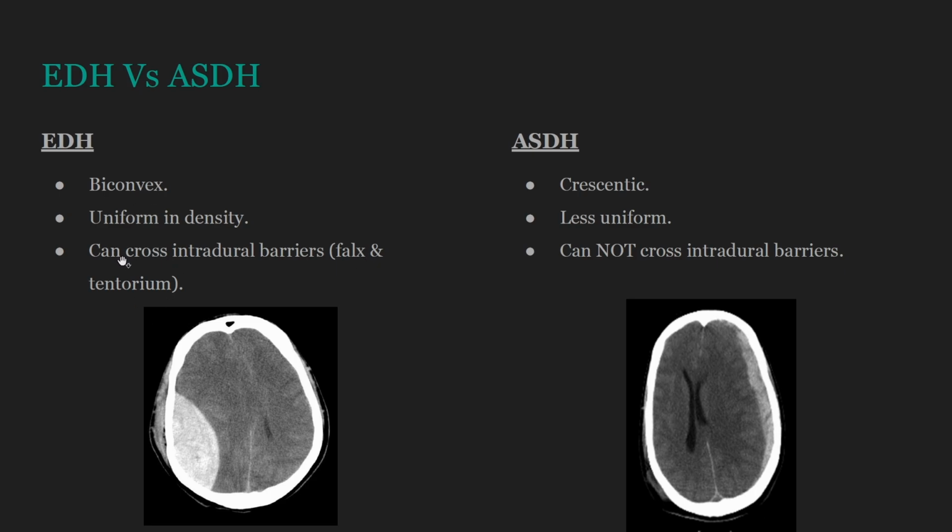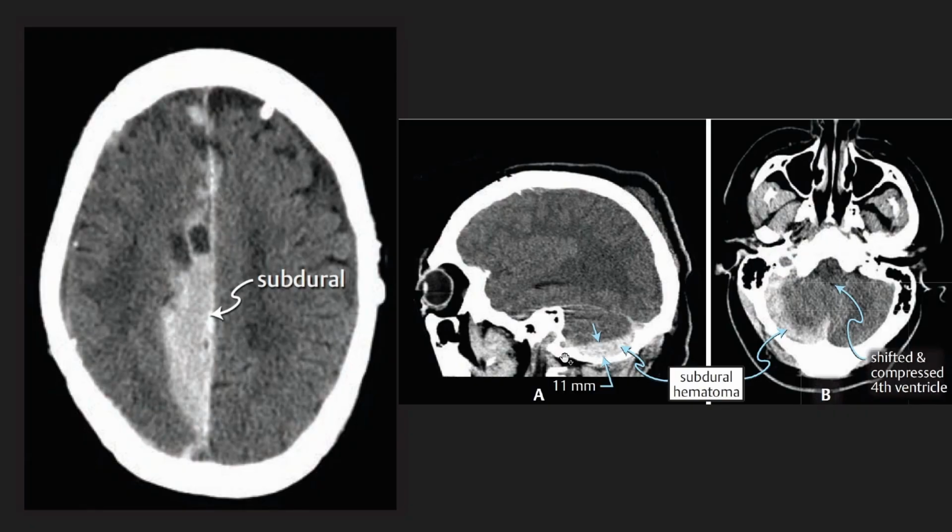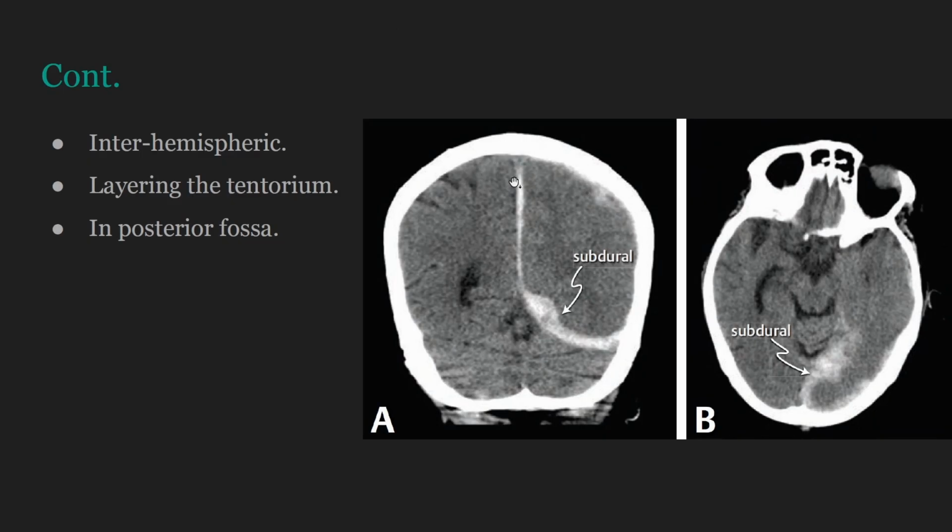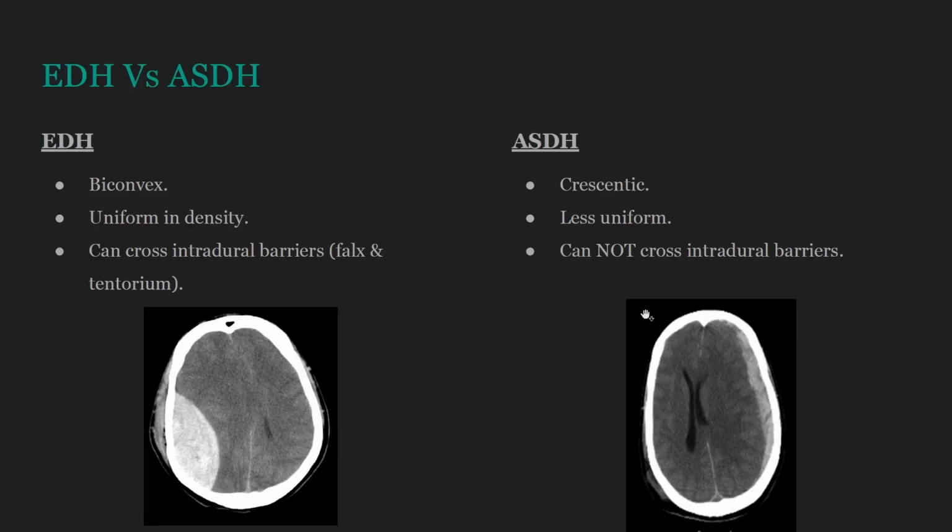The extradural hematoma, sorry, it can cross the intradural barriers, okay? As we said, it is above the dura, so it is not related to the barriers of the dura inside the brain. But this one cannot cross the intradural barriers. As you see here in this image, it is lining the dura from the inside, but it cannot cross to the cerebellum. It cannot cross the tentorium cerebelli because it is lining the dura. Okay, so this is the difference between the extradural hematoma and the acute subdural hematoma.